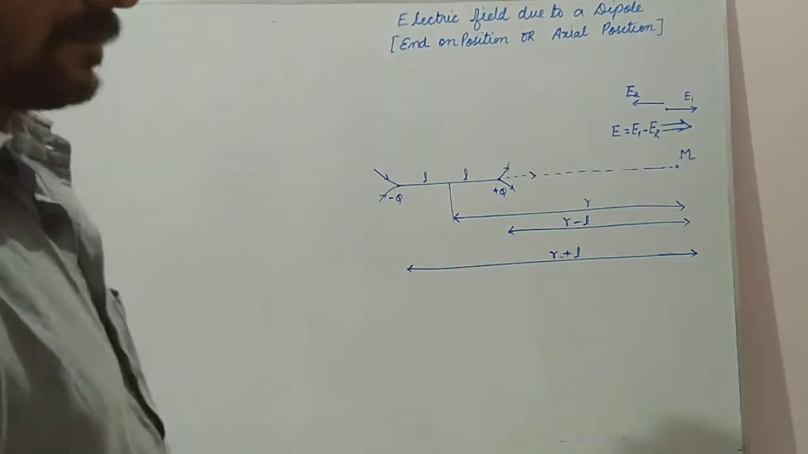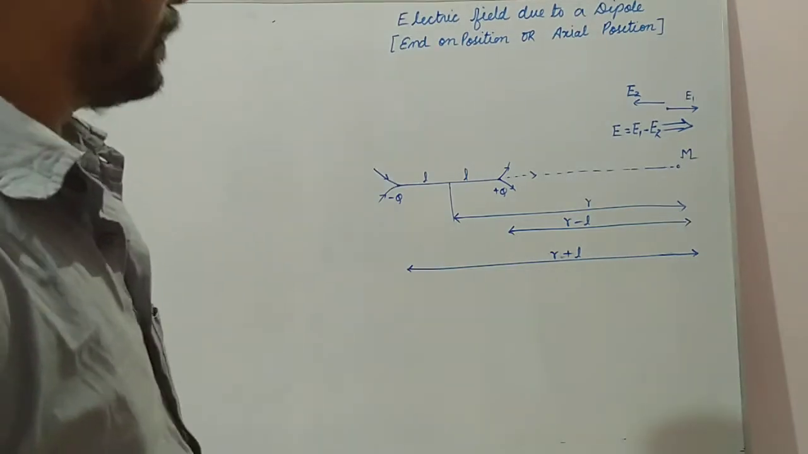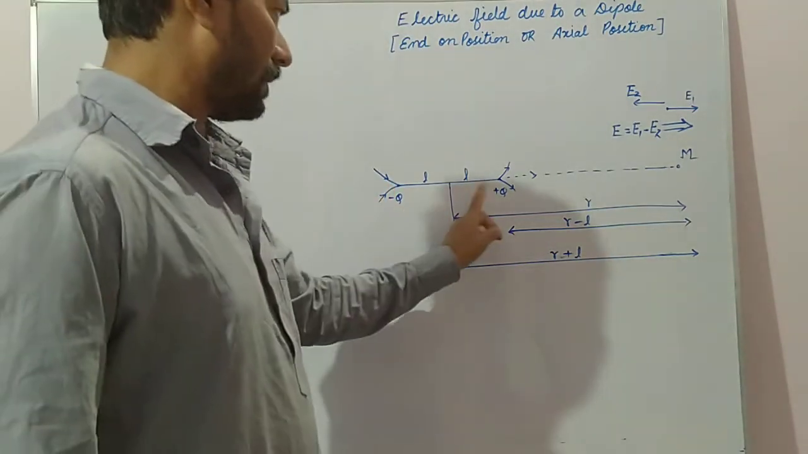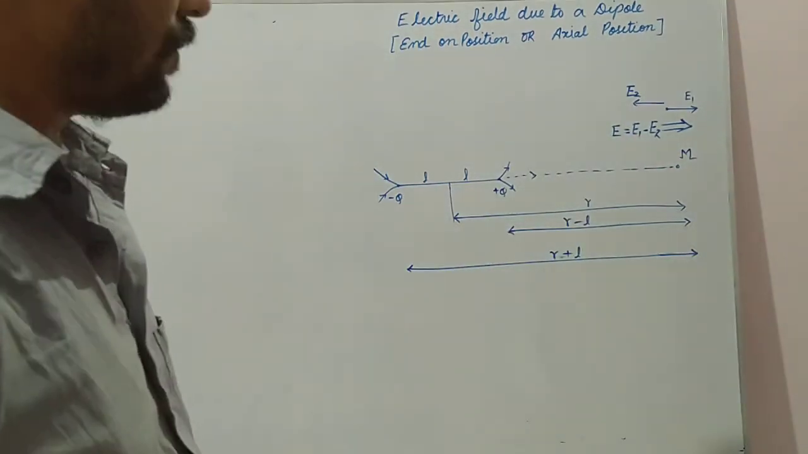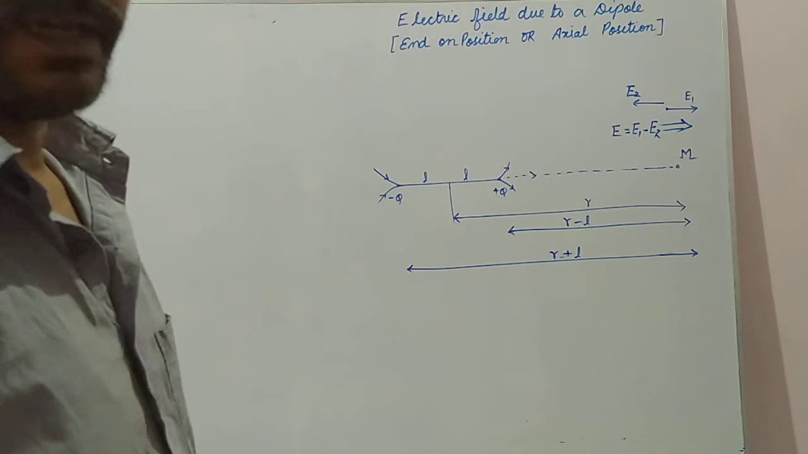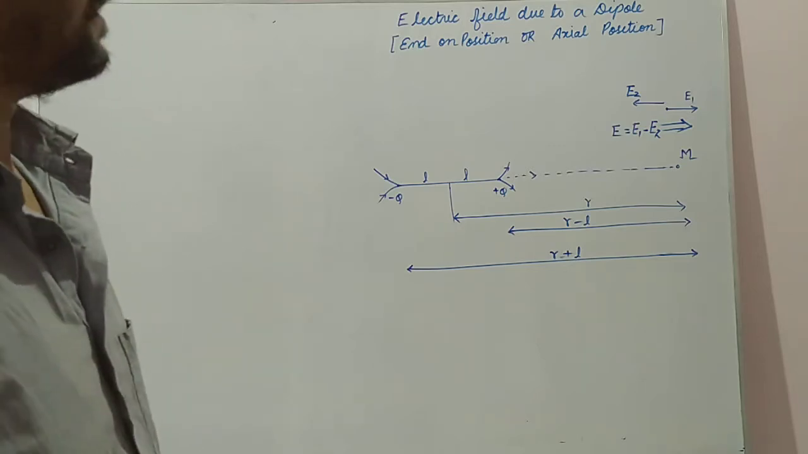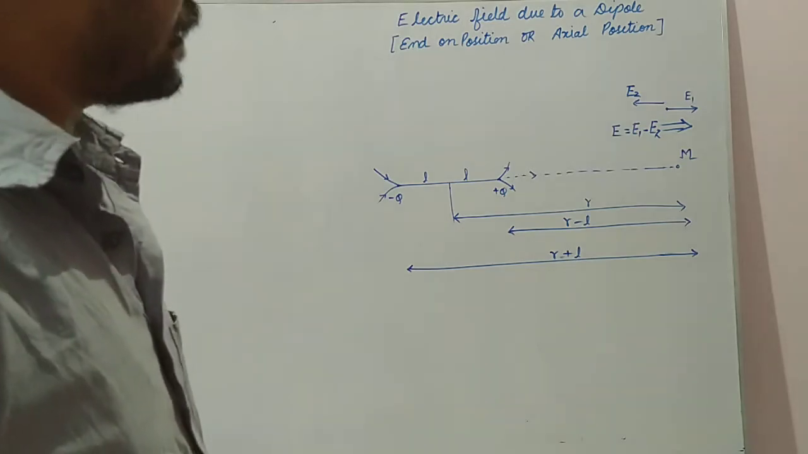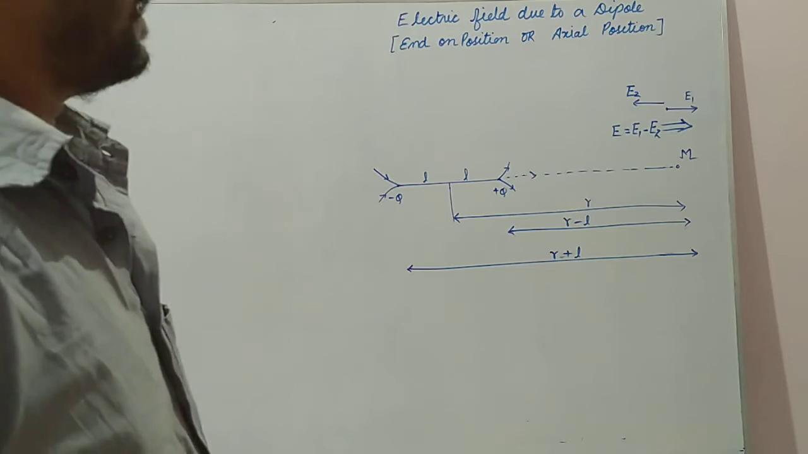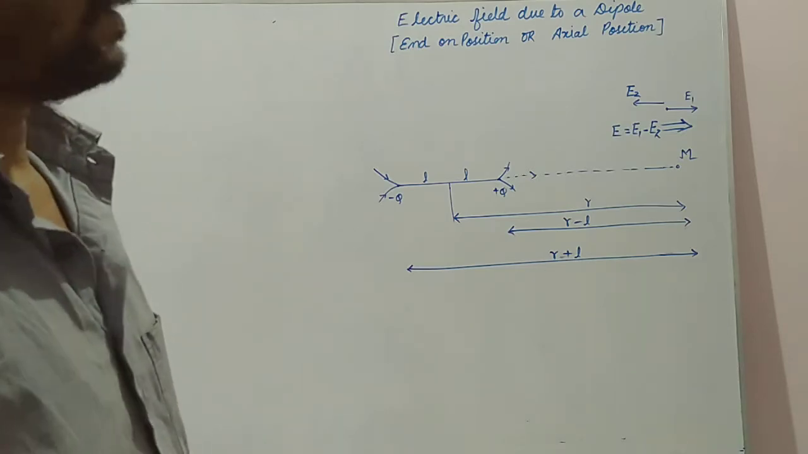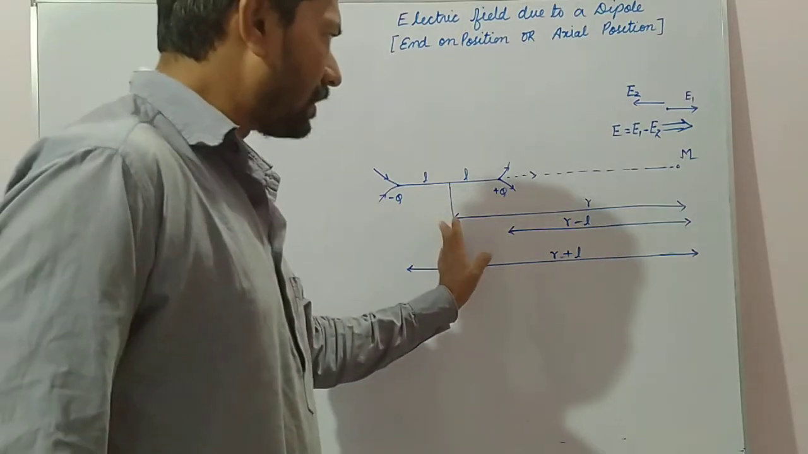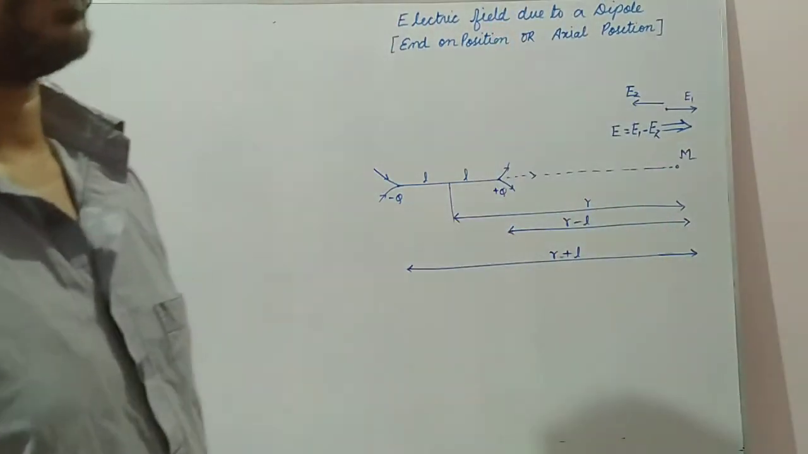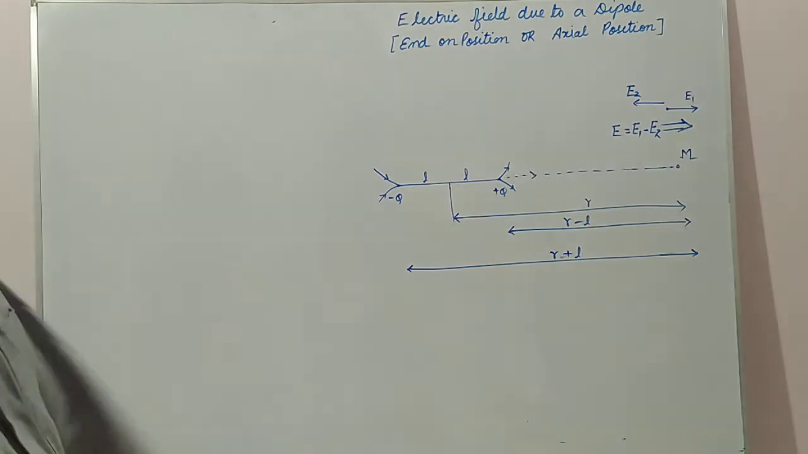After that, you give a brief description. Just write down: consider a dipole of charge plus or minus q separated by a small distance 2l. After that, you write down: consider a point M along the axis of the dipole at a distance r from the center of the dipole. This is a brief description.